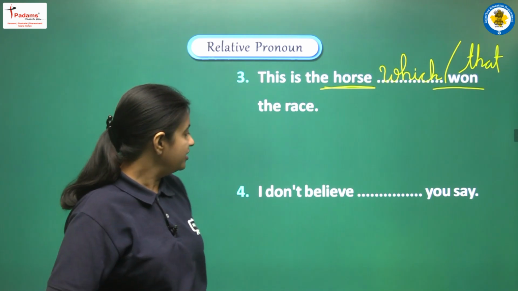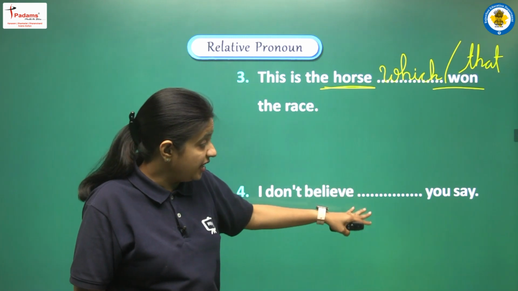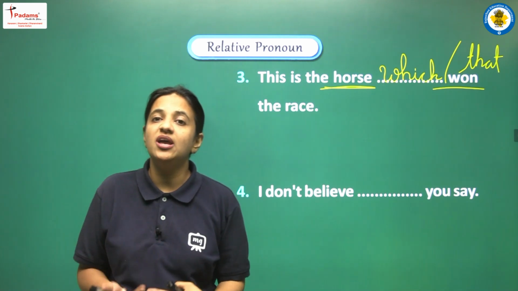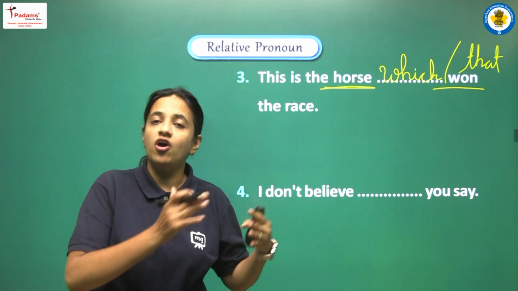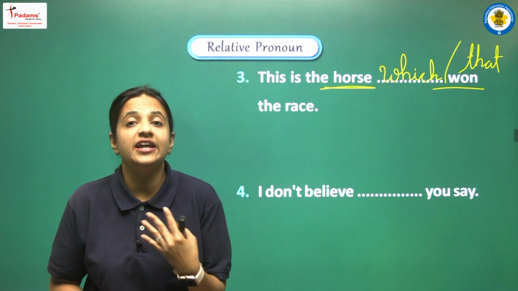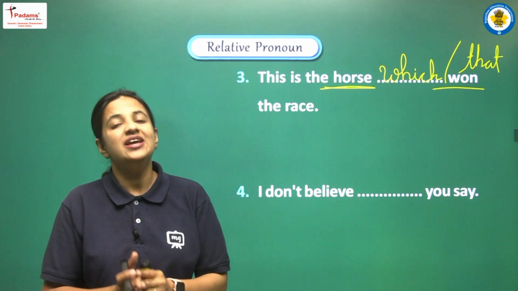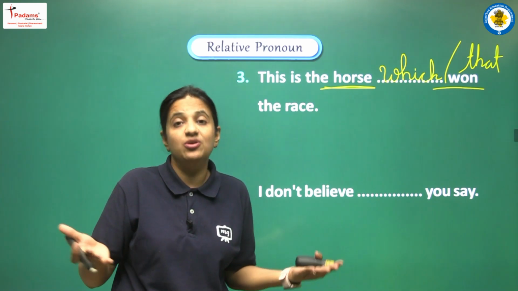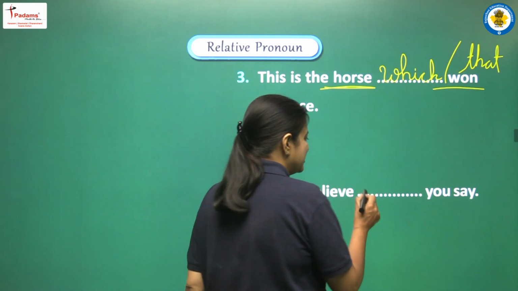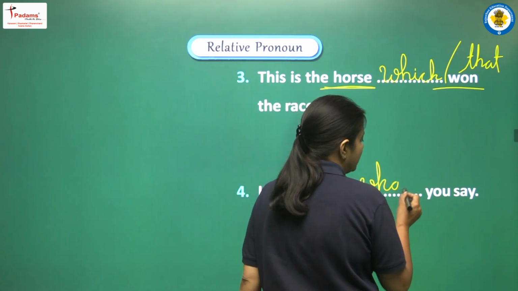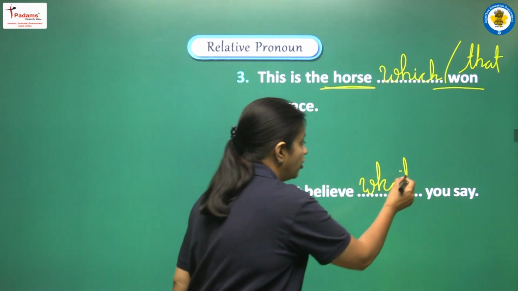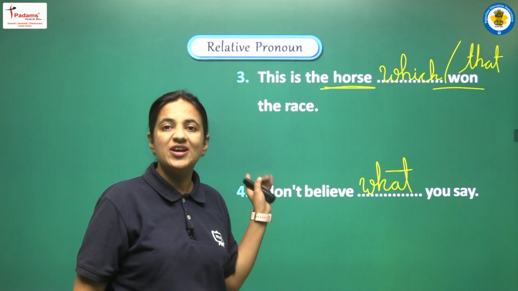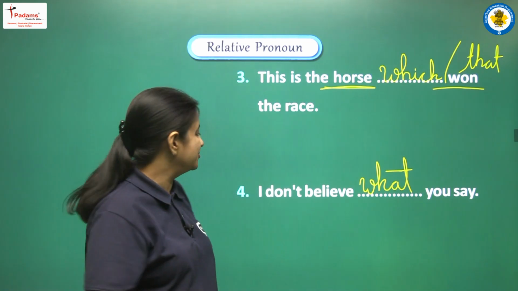Alright. Moving on, next we have, I don't believe blank you say. So just read the sentence very carefully. Just try to get the meaning. Just try to understand what is given in the sentence, what we are indicating, right? Then only you will be able to write the correct answer. So here we are trying to say that I don't believe. So what don't I believe? So here in this blank we have to write what. And the complete sentence will be, I don't believe what you say. Yes, we have discussed what also. We have seen the examples also in the previous video.